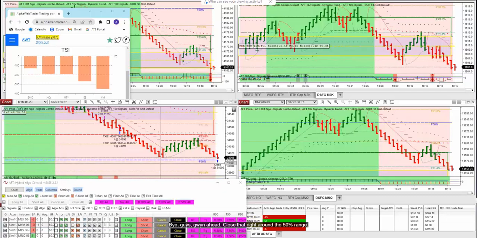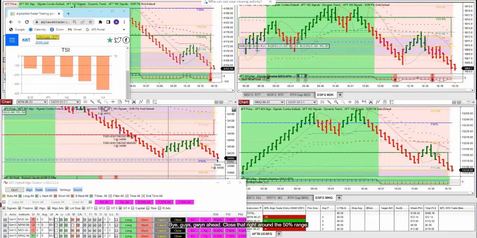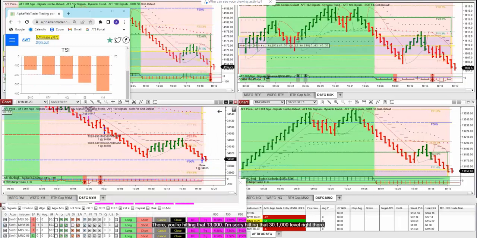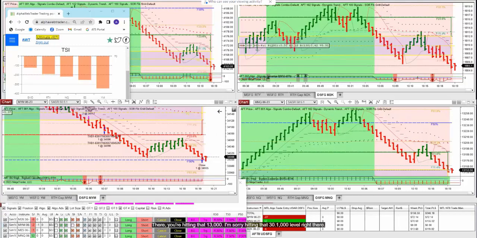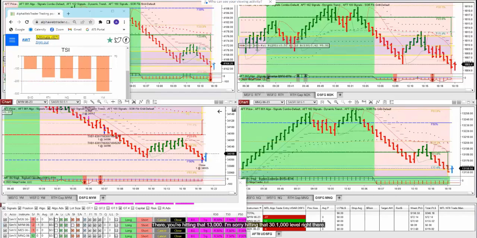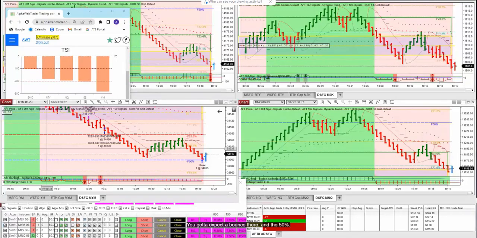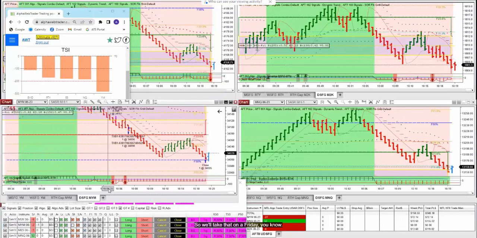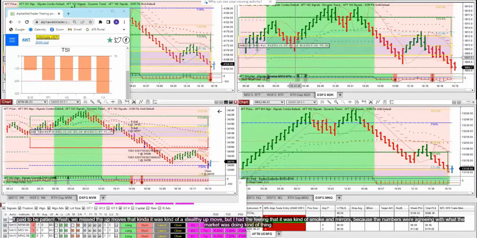All right, guys, go ahead and close that right around the 50% range there. You're hitting that 34,000 level right there. You've got to expect a bounce there and the 50%. So we'll take that on a Friday. It paid to be patient.